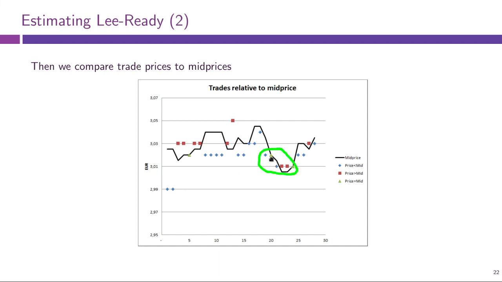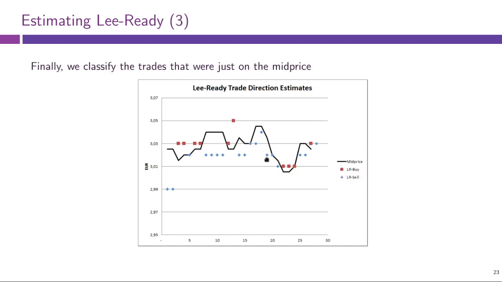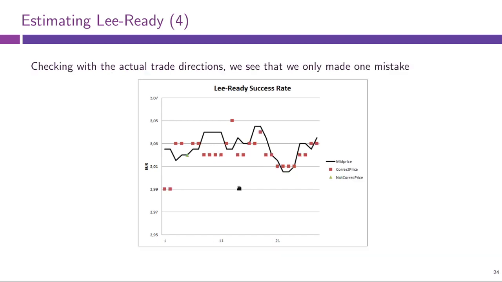In the other two cases, the price of this unclassified trade exactly coincides with the price that the previous trade took place at. So we will just say that inertia is in order, and the type of this trade, the unclassified trade, is exactly the same as that of a previous trade, which is a reasonable assumption. So we arrived at this classification, and if we compare it to the actual data that we have, we will see that we only made one mistake with this trade on the mid-quote.